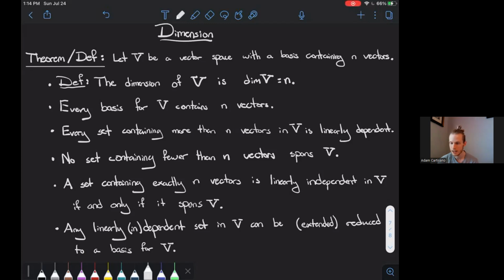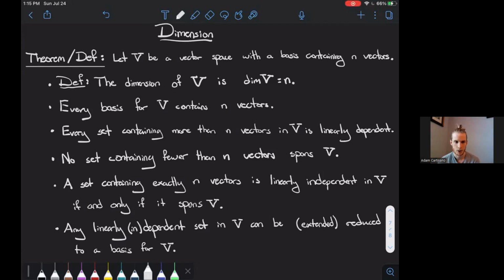Now you might think, wait a second, what if I had chosen a different basis? Okay, the next bullet point is a generalization of the basis theorem. That is a generalization of the statement that every basis for Rn contains n vectors. Every basis of a vector space V that has a basis containing n vectors contains n vectors. It's called the basis theorem.